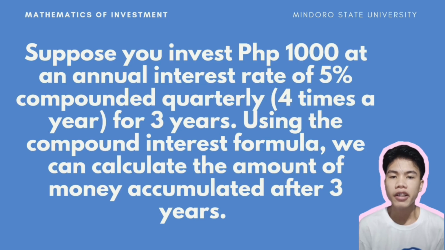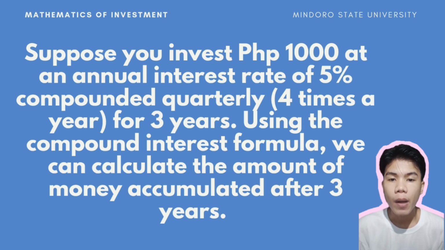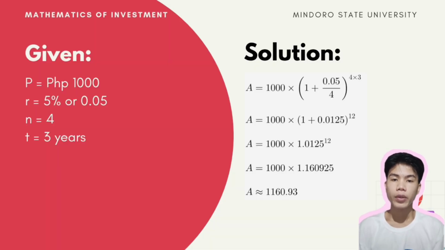So let's consider a real life example to illustrate compound interest. Suppose you invest 1,000 pesos at an annual interest rate of 5%, compounded quarterly, for 3 years. Using the compound interest formula, we can calculate the amount of money accumulated after 3 years. To solve this, we just need to substitute the given to the formula. Then the equation will be A is equal to 1,000 times the quantity of 1 plus 5 hundredths over 4 raised to 4 times 3.